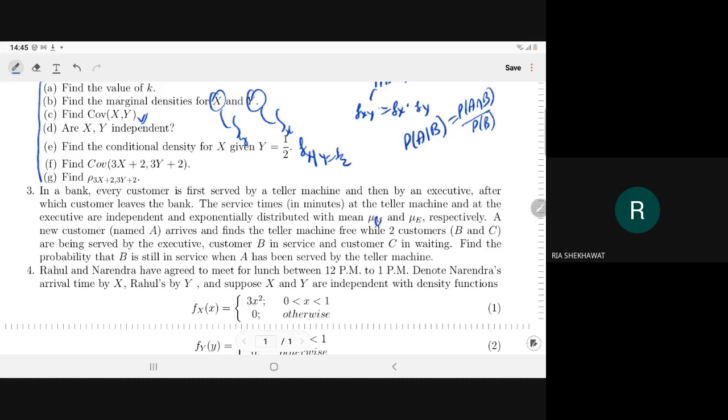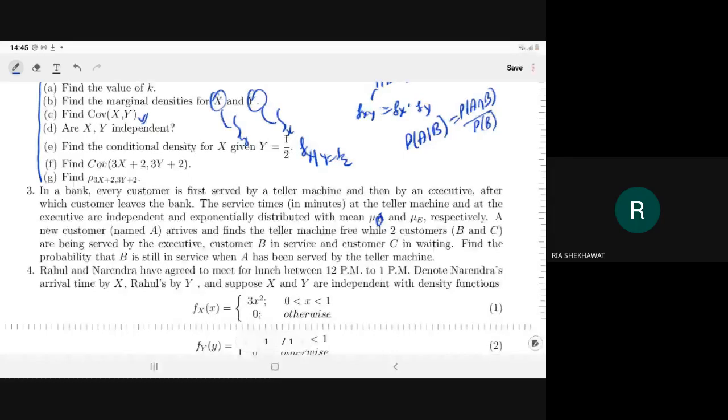Right. So here you write the mu t and mu e respectively for the teller machine and the executive. A new customer named A arrives and finds the teller machine free, while two customers B and C are being served by the executive at the time of A's entry. Customer B is in service, customer C is waiting. Find the probability that B is still in service when A has been served by the teller machine.